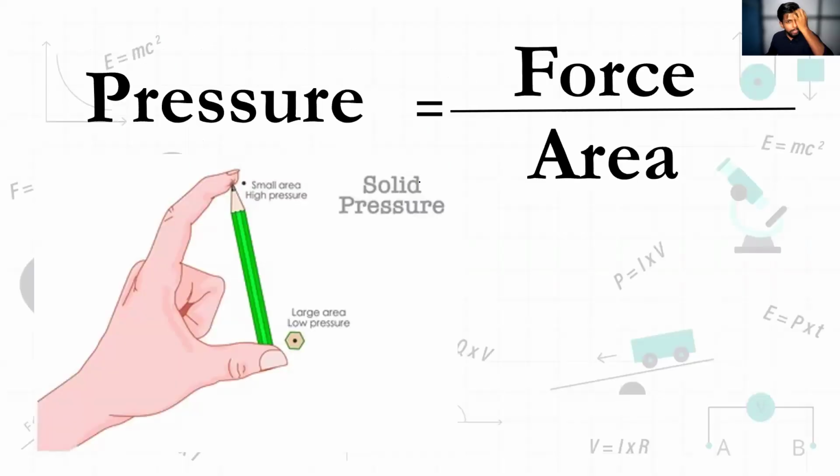Grade 9, unit number 5, pressure. Pressure means pressure equals force over area, or we can say force exerted on a unit area. That is the definition. What is the definition? Force exerted on unit area. Okay, so here you know the equation. Pressure is equal to force over area.